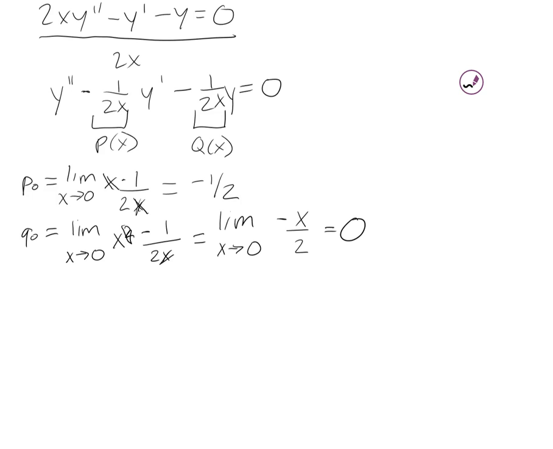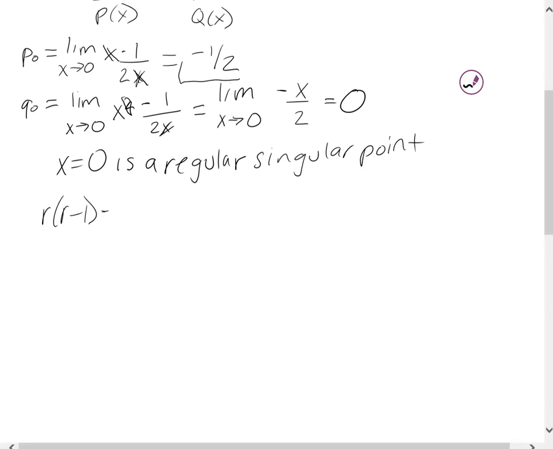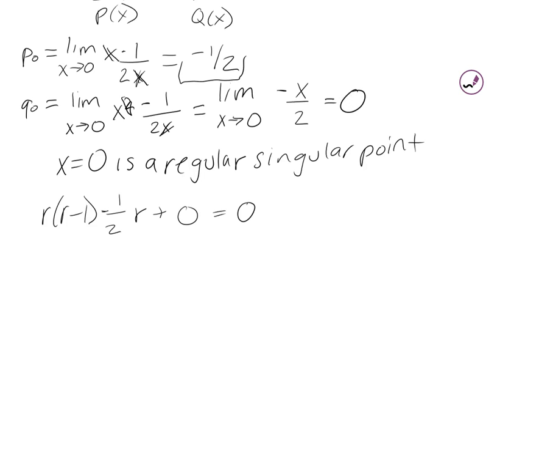Because both of these have a finite answer, x equals 0 is a regular singular point. So now we can find the two roots. We do r times r minus 1, and then you have to subtract because the p naught here is negative 1/2, so minus 1/2 r plus our q naught, which is just 0, so plus 0 equals 0.